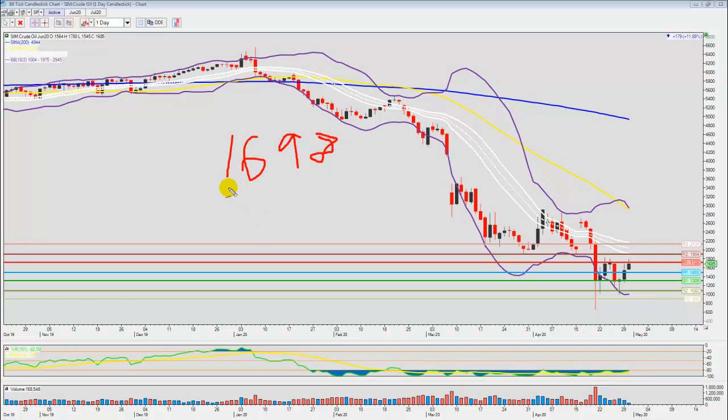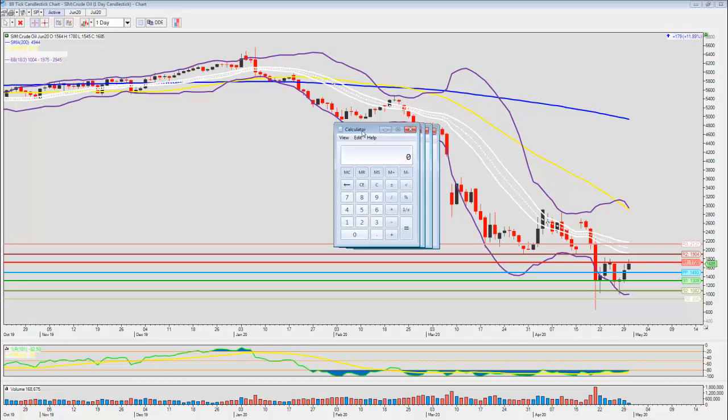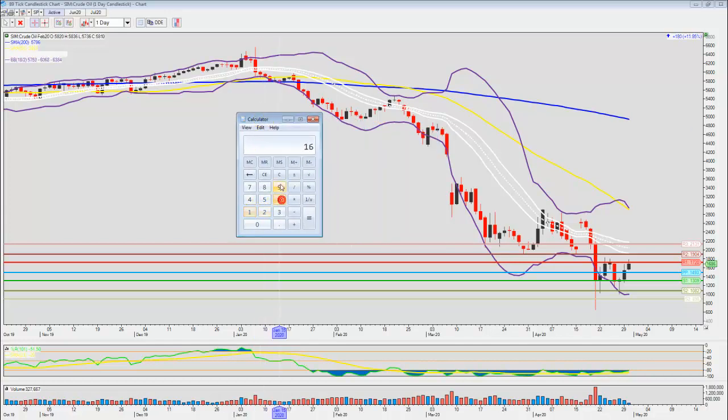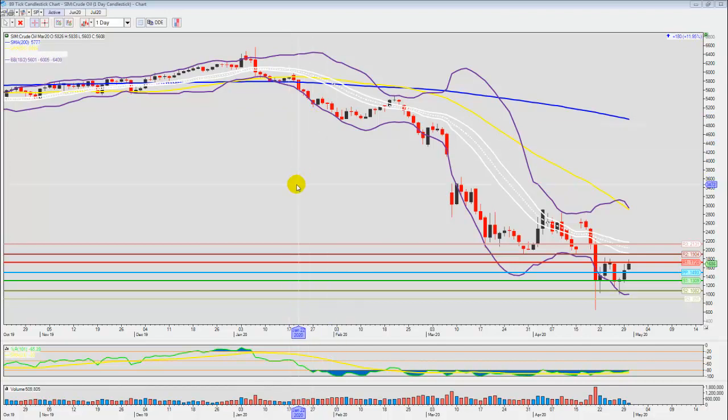Boy, I tell you what, an 8 is terrible, David. Let's try that again. So we want to take 1698. Actually, let's do this a different way. Let's get the calculator out. It's easier to do it this way. 1698 plus, think about this for a second. No, it's minus.